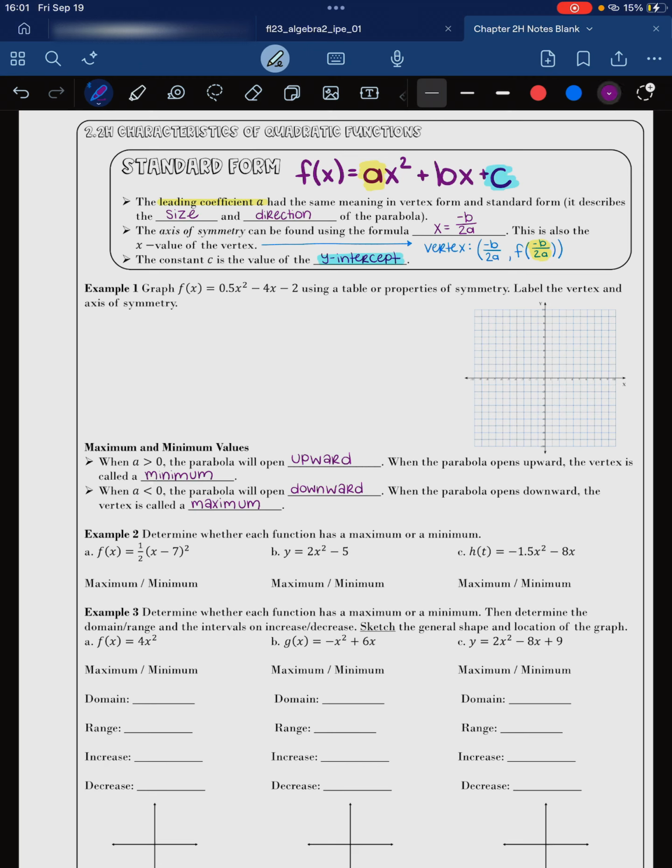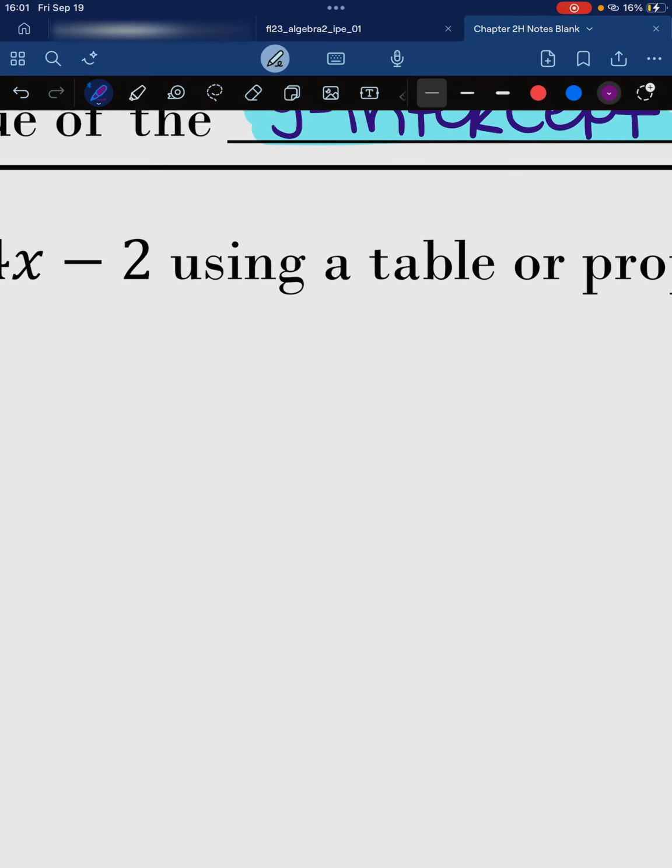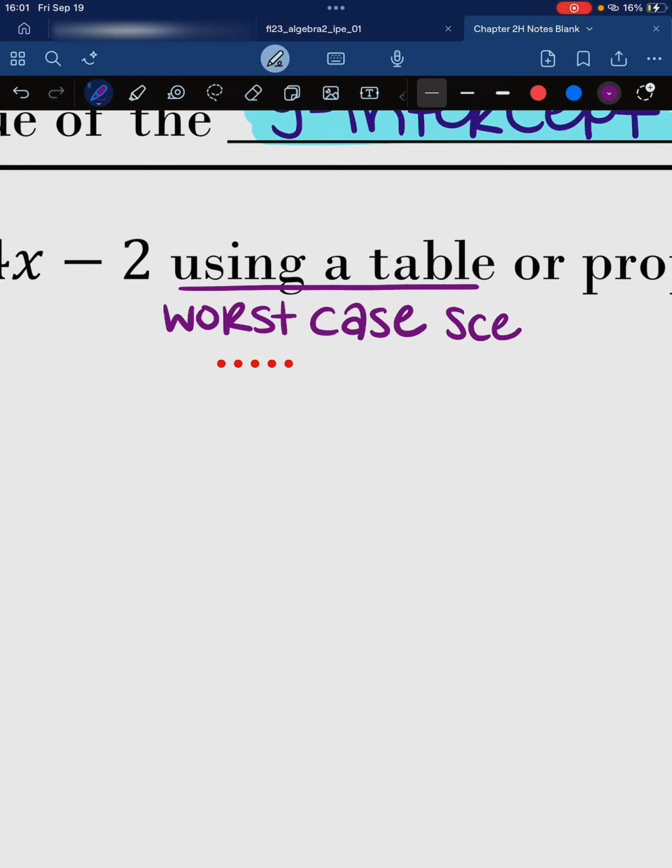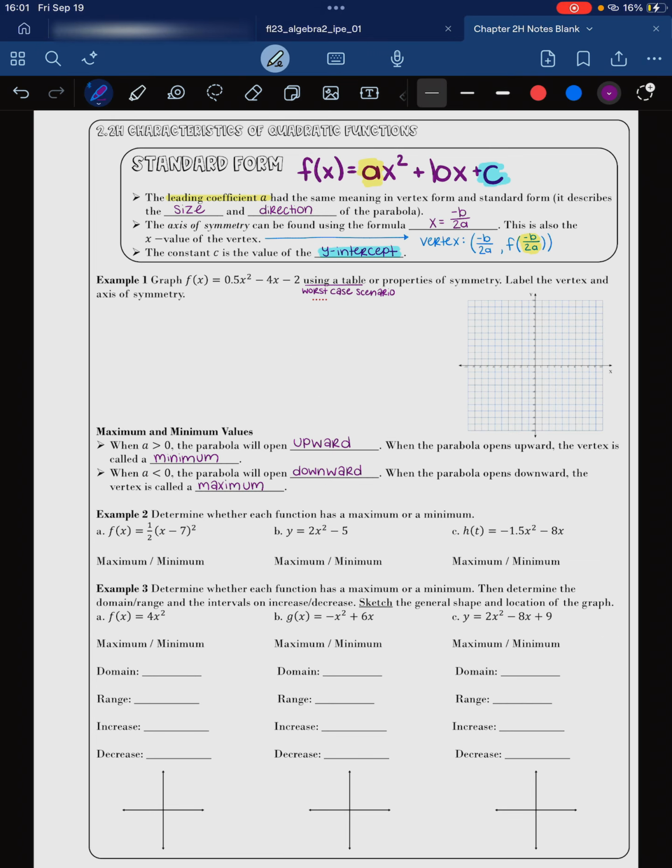Okay, so example 1 tasks us to graph this function either using a table or properties of symmetry. And I just want to emphasize again that using a table, this is really our worst case scenario. It will work for any function, but it is slow. And so we like to avoid making a table if we can. So we're going to focus on using properties of symmetry. Okay? And in order to do that, we need to start with the vertex.